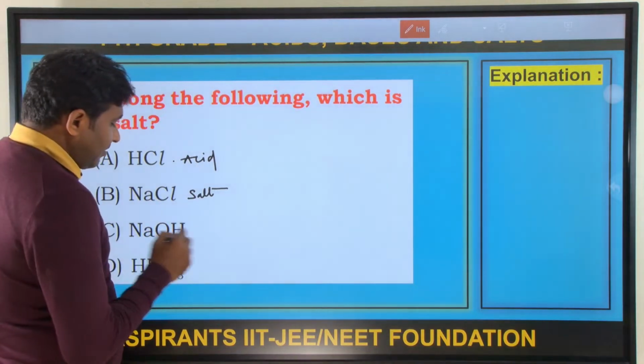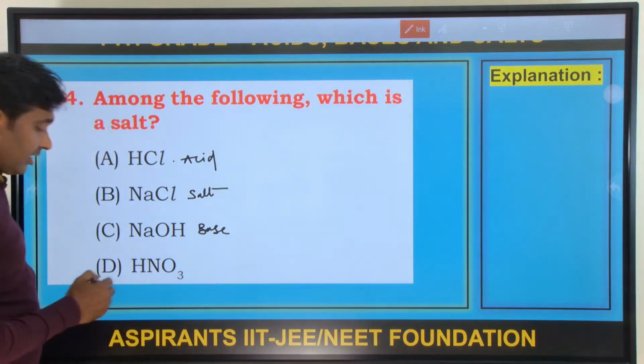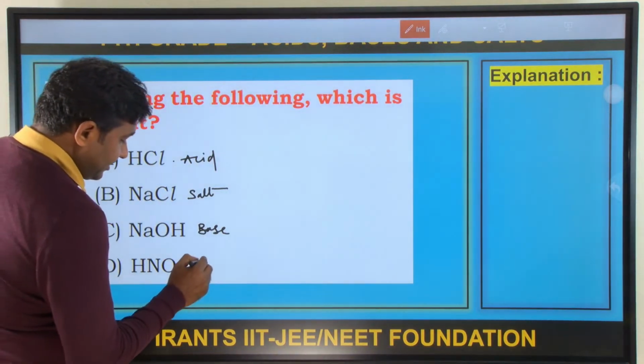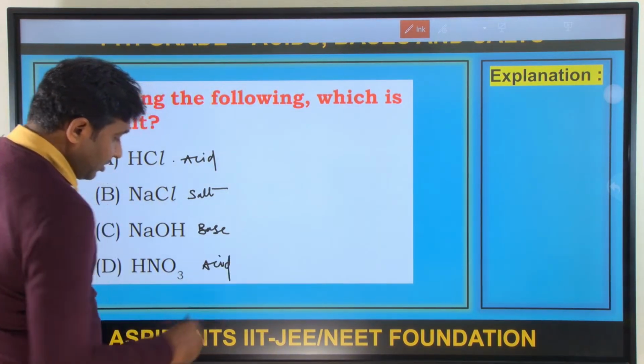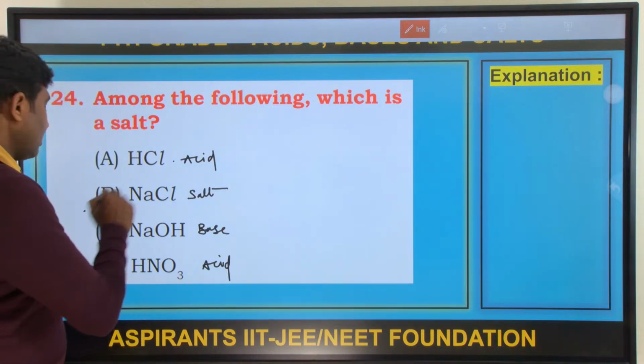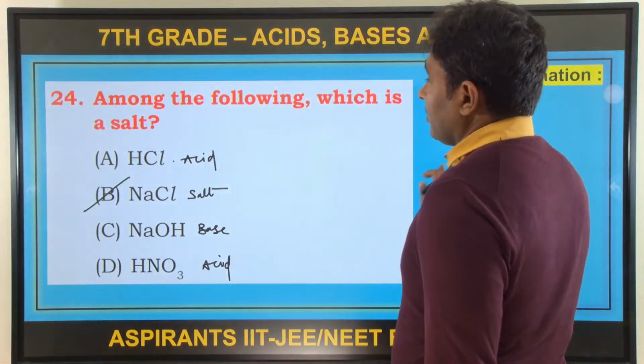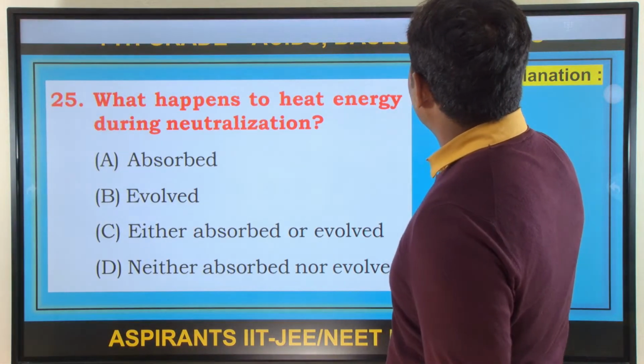NaOH, sodium hydroxide, is a base. HNO3, nitric acid, is an acid. So among these four, which is the salt? Sodium chloride is the salt. Option B is correct. Okay, now next question, 25.